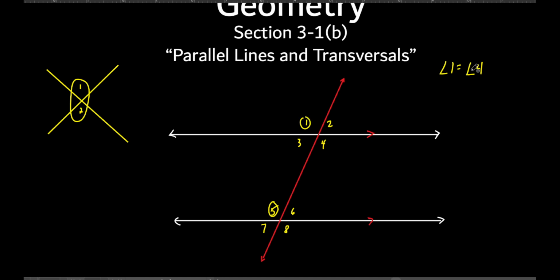So angle 1 is equal to angle 4. Angle 1 is also equal to angle what? There it goes. Angle 5. What's the reason for it being equal to angle 4? Because of vertical angles. Why is angle 1 equal to angle 5? They're corresponding angles. Okay, I'll just shorten it: because of corresponding angles.